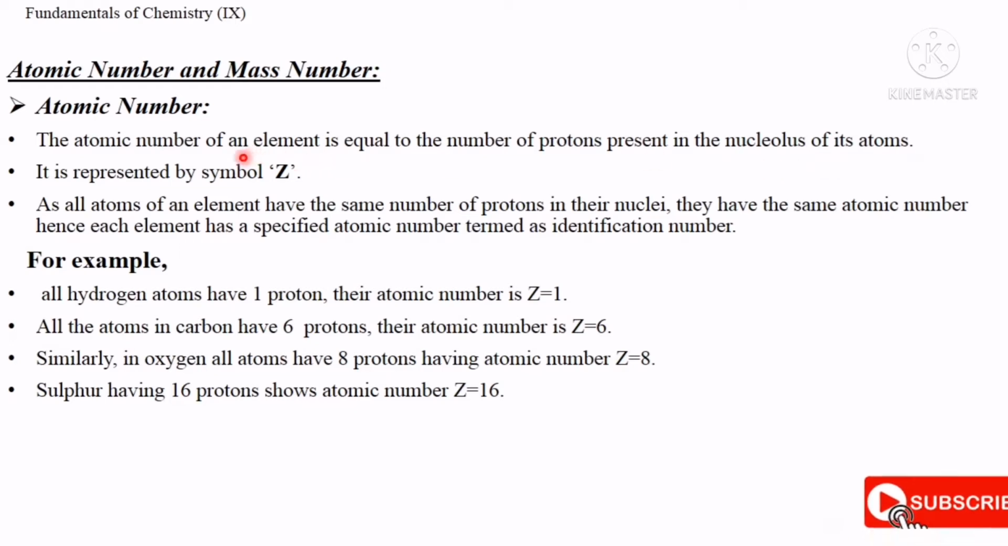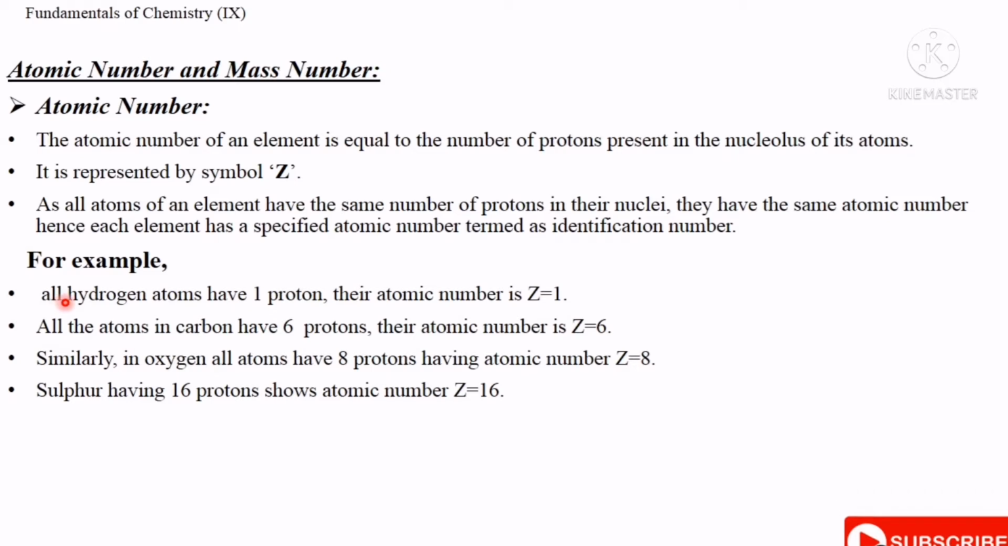And the atomic number, what is atomic number? Atomic number is the number of protons present in the nucleus of an atom. So it is represented by Z. Atomic number is always represented by Z. As all atoms of an element have the same number of protons, keep in mind, atomic number is also termed as the identification number for an element.